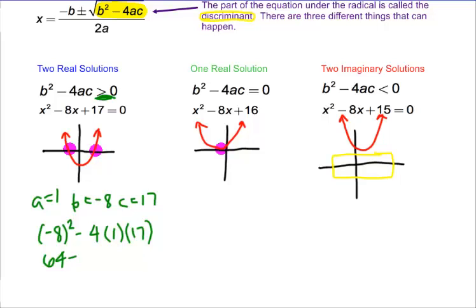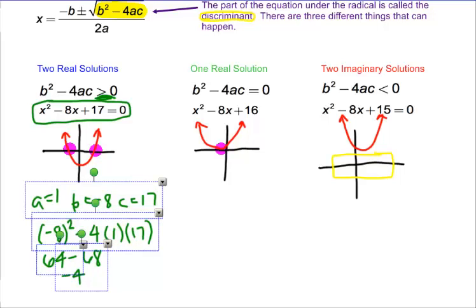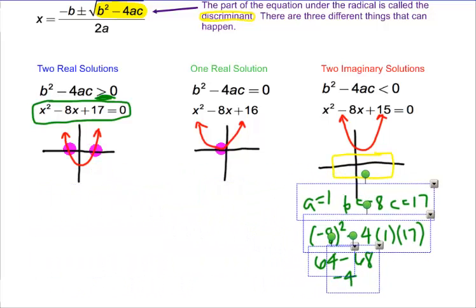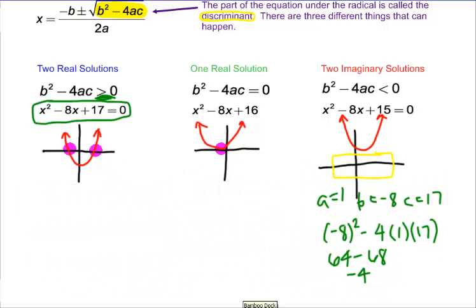minus 68, sorry. So what does this tell me? Negative 4. So this problem matches up with which one of our options here. Okay? So basically, this one's going to have no real solutions. Everything's going to be imaginary. Alright?